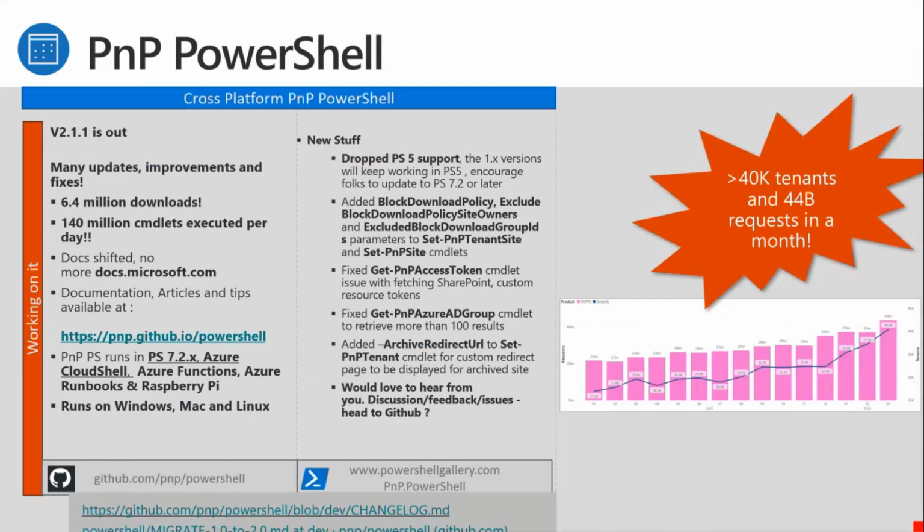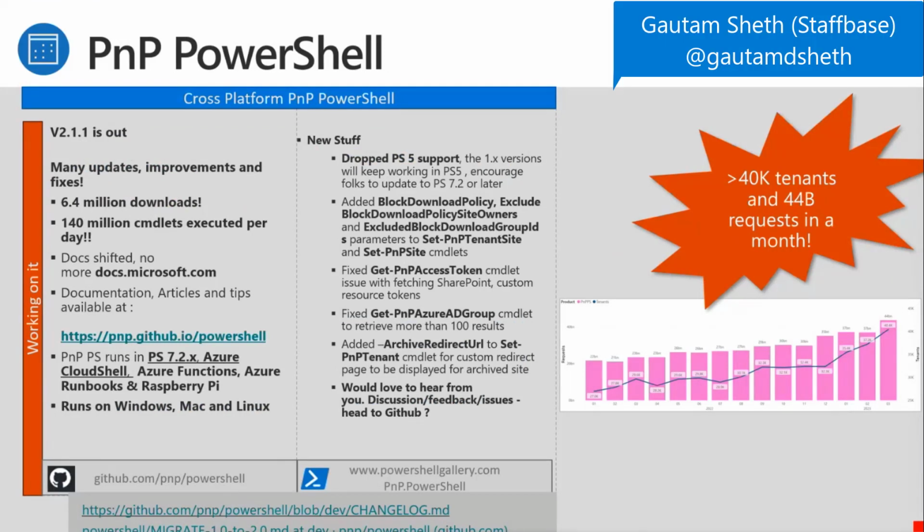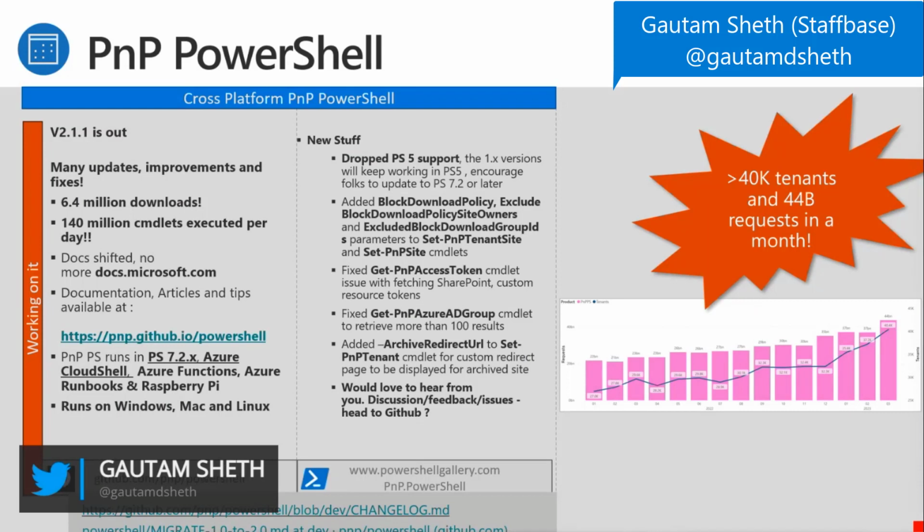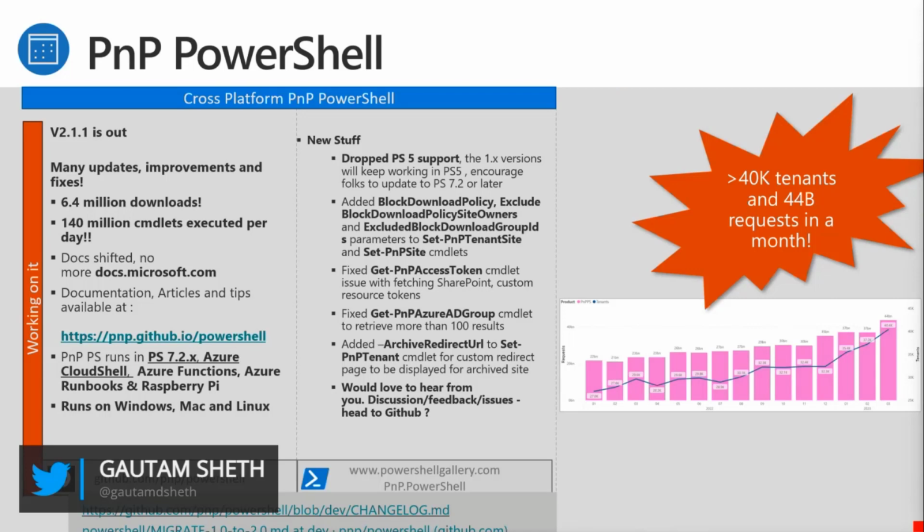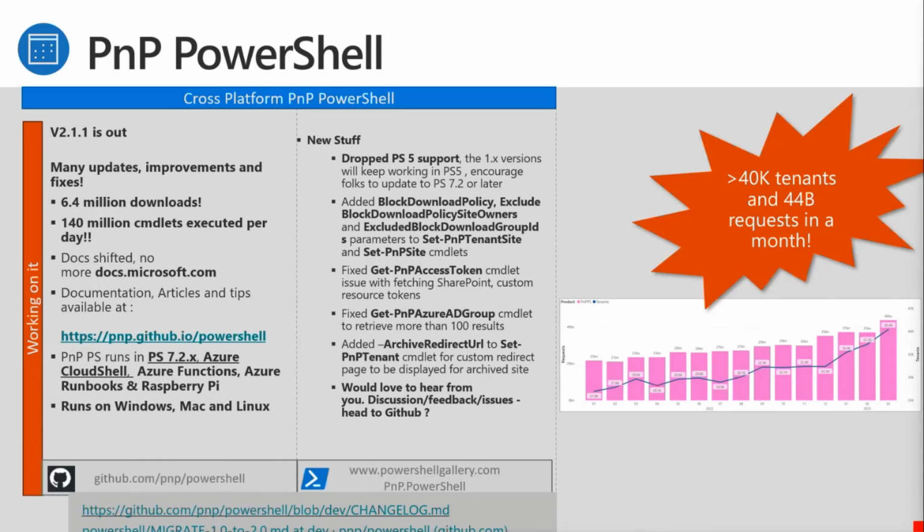Gautam? Thank you, David. So for the first time people who are joining the call, very much welcome. Love to have you here. About PnP PowerShell, it is a cross-platform PowerShell module that you can use to interact with various Microsoft 365 services. The latest version that is out right now is v2.1.1, and it is supported only on PowerShell 7.2 or later versions of PowerShell.